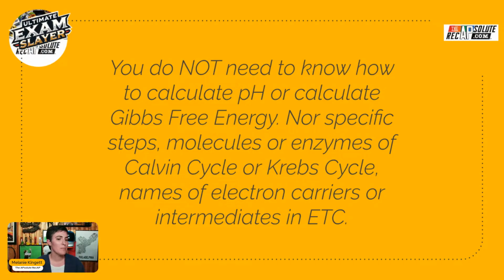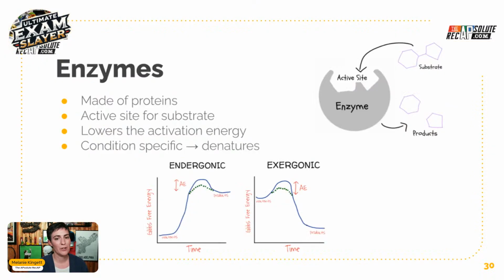Any of those specific steps, molecules, enzymes of either cycle, specific carriers or intermediates in the electron transport chain, you don't. I'll be honest, if they want you to do something with an electron transport chain, right? The AP Bio, with the electron transport chain or with the Calvin or the Krebs cycle, they're going to give you a diagram. They're at least going to give you a little bit of a diagram for you to associate to that. So you don't have to really, one, never, ever memorize. But two, you don't have to panic when you see these types of diagrams.